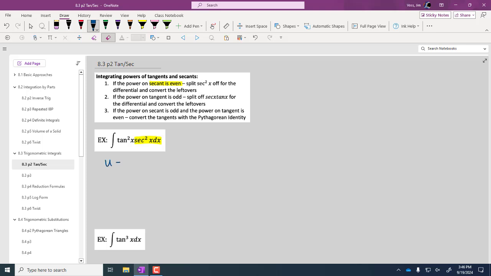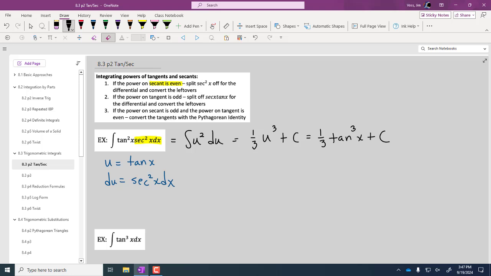So we're going to let u be tangent, and that works out nicely because its derivative is secant squared. So this integral becomes the integral of u squared du. If we let u be tan, then the tangent part is u squared, and du swallows up secant squared x dx. So this is 1/3 u cubed, and then all we have to do is back substitute, and there's our antiderivative.